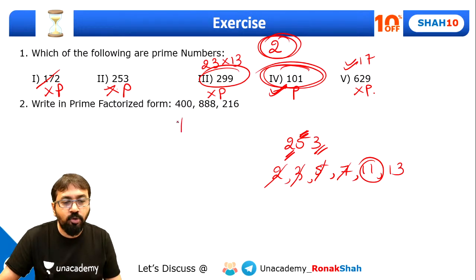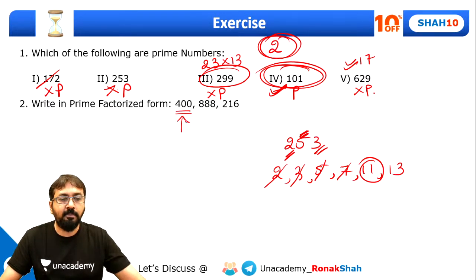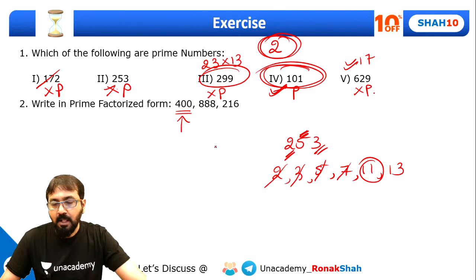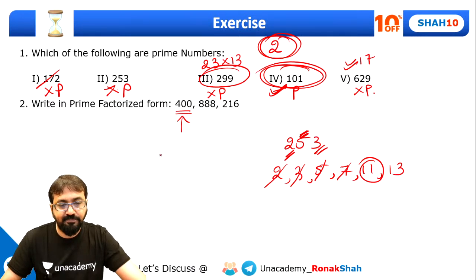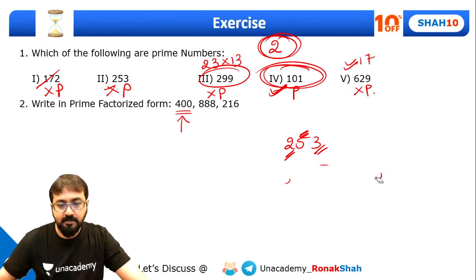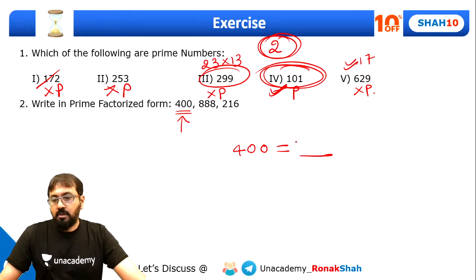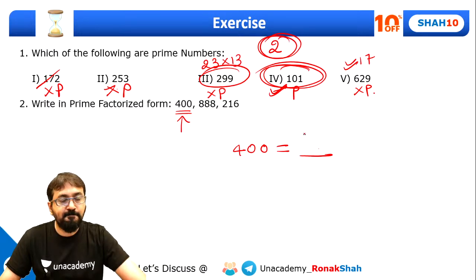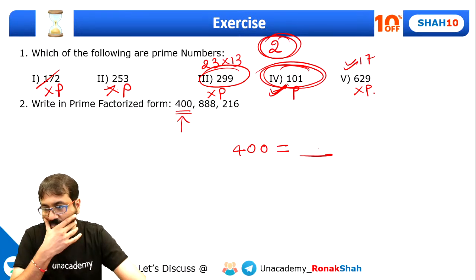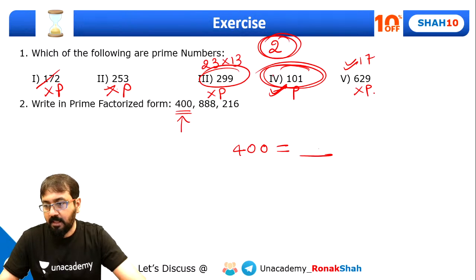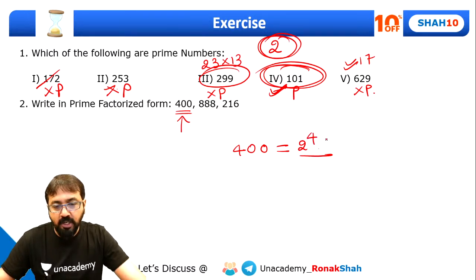Correct? Okay, guys, can you quickly tell me what is the prime factorization of 400? Please type in the chat box. What is the prime factorization of 400? 400 का प्राइम फैक्टराइजेशन क्या होगा? We are left with only 15-20 minutes, guys. Yes, it's 2 raised to 4 into 5 raised to 2.